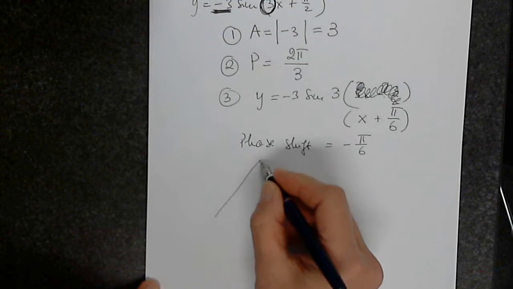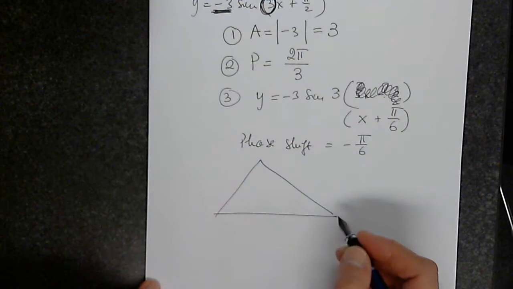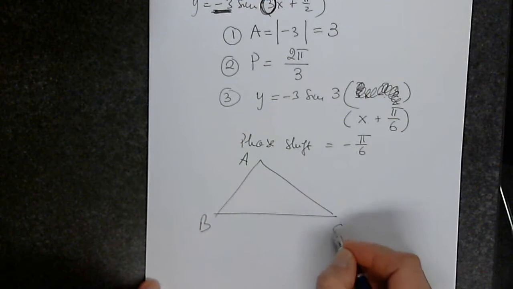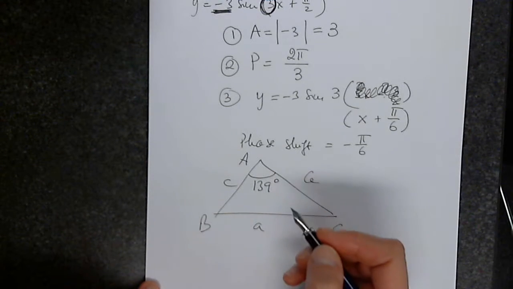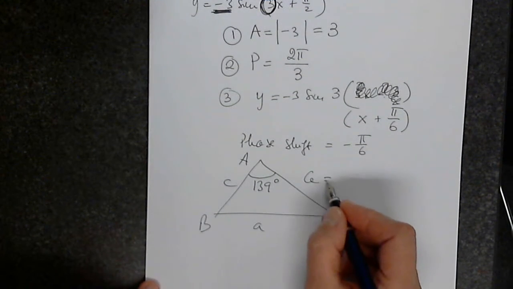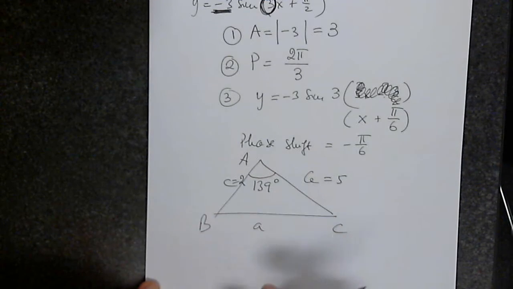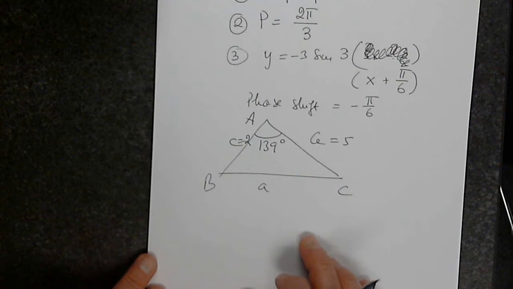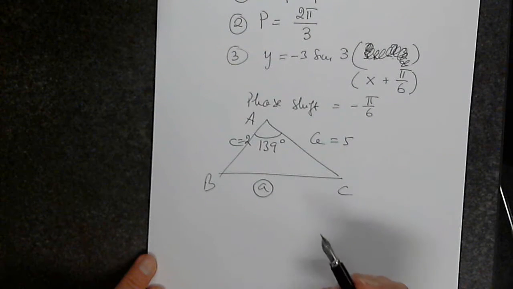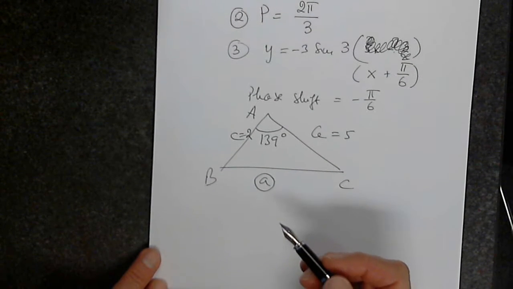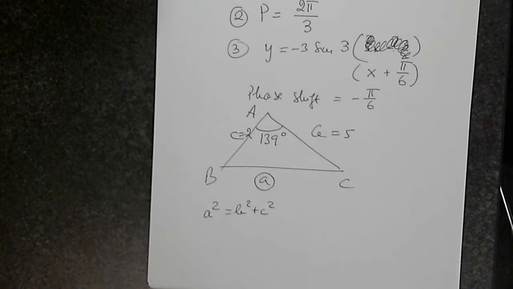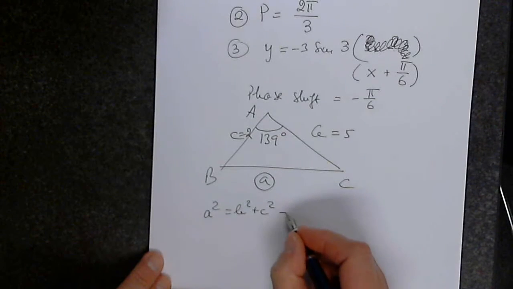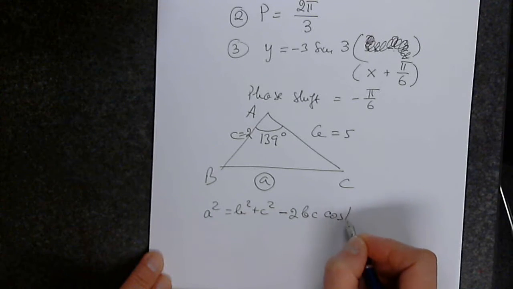So we have A and B and C and A and B and C. A is 139 degrees. B is 5. C is 2. And we want to find all sides and all angles. So in order to find A, I will have to use the law of cosines. But you cannot write a squared equals b squared plus c squared, as I saw in some of your tests, because this is not a right triangle. So you have to continue and write negative 2bc cosine A.